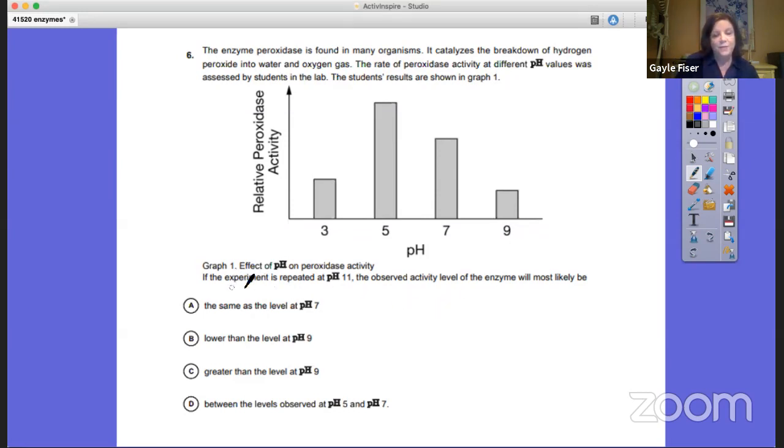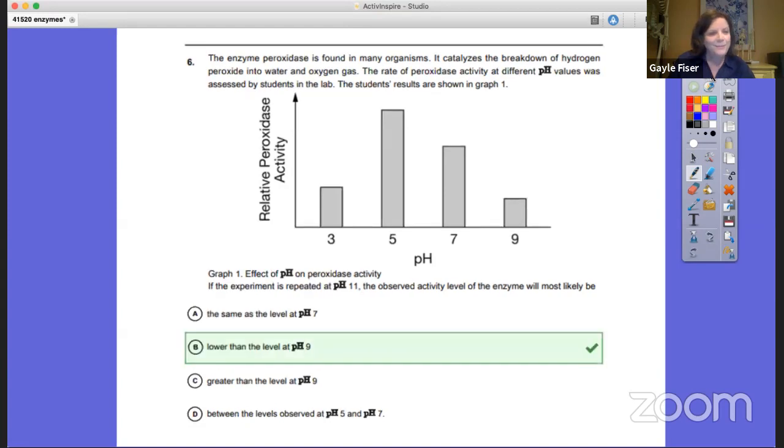And the question's asking you, if the experiment is repeated at pH of 11, let's put 11, the observed activity level of the enzyme will most likely be A, the same as the level at pH 7, B, lower than the level at pH 9, C, greater than the level at pH 9, or D, between the levels of 5 and 7. All right, I'm not going to answer that one. I'm going to let you answer that one. And I'll give you 5 more seconds to think about it. Okay, and I hope you said what? B, lower than the level at pH 9. Okay.